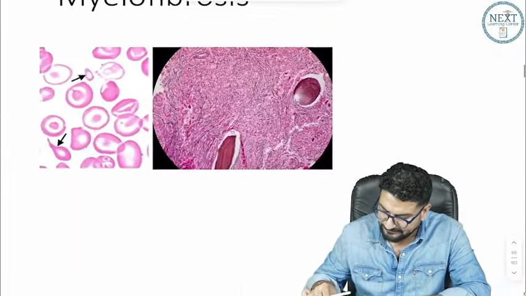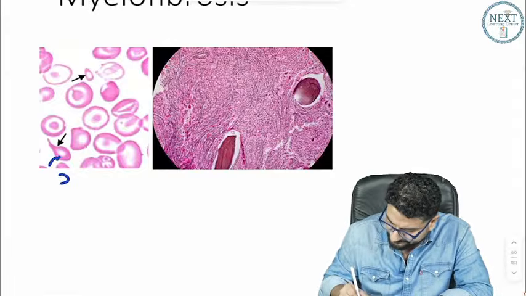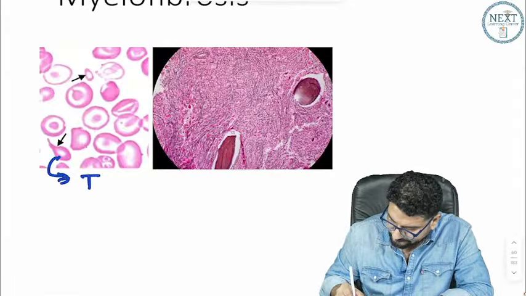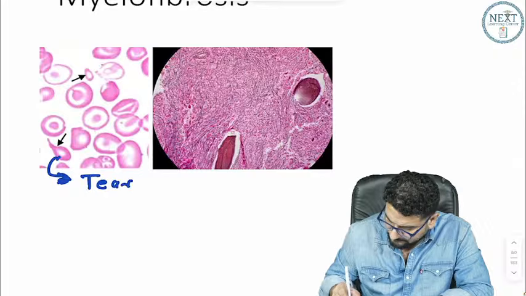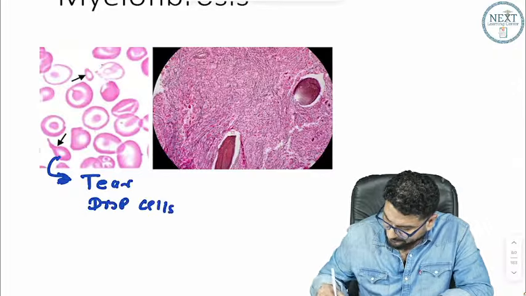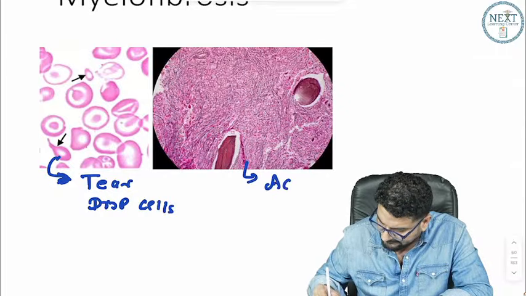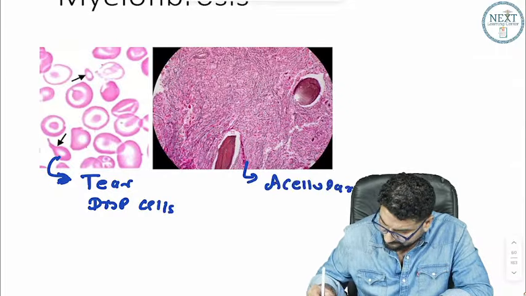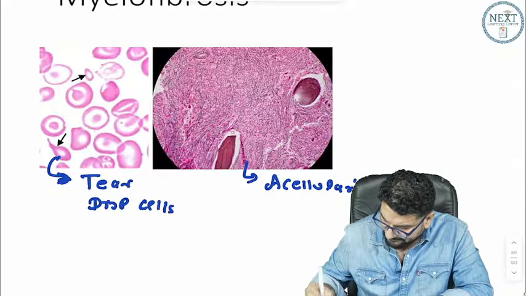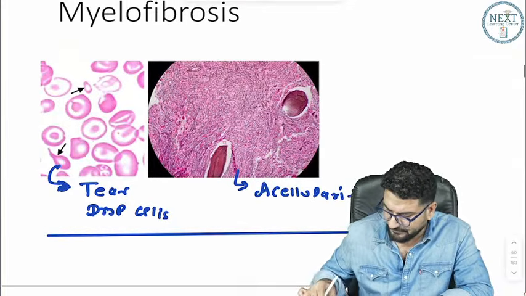Okay, now look at this. You can see these are your teardrop cells. And here you can see absence of all the cells. We call this acellularity. So teardrop cells with acellularity is a feature of myelofibrosis.